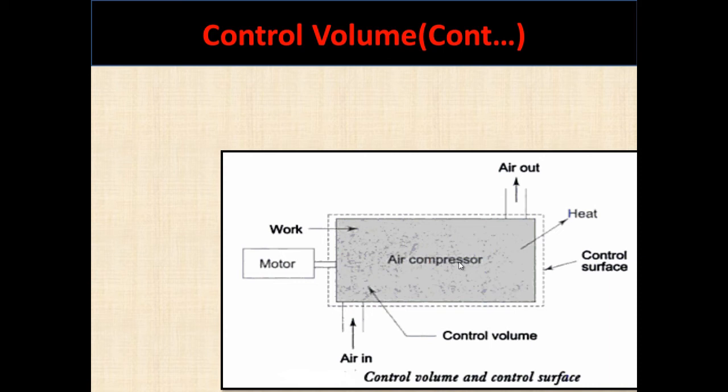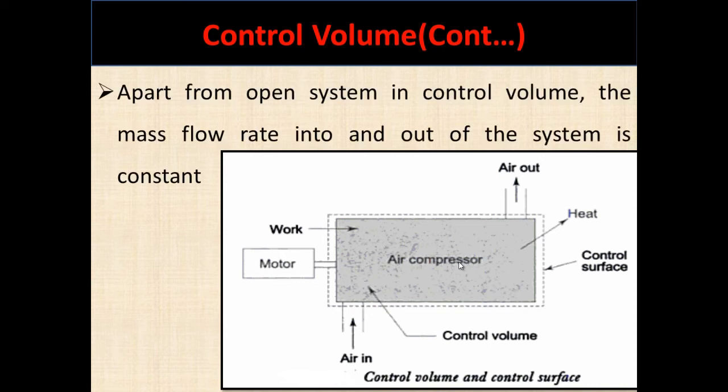But there is a main difference between the open system and control volume. In control volume the mass flow rate in and out of the system is constant. So the mass flow rate needs to be constant in the control volume at the inlet and outlet conditions. But in an open system the mass flow rate is not a constant value.